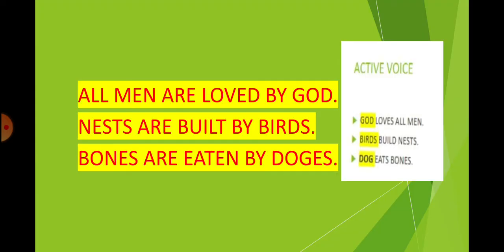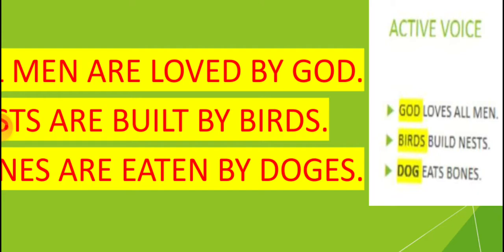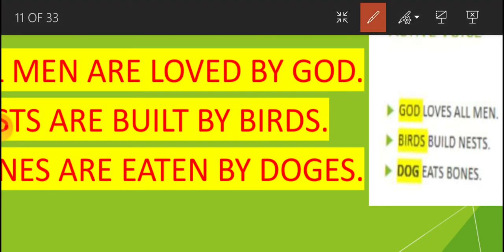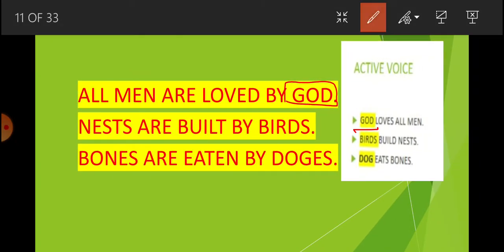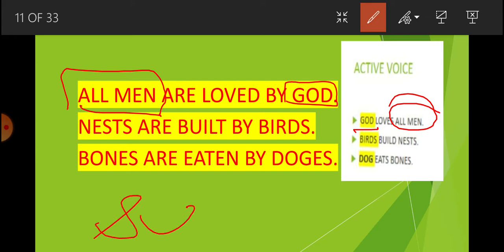Here, God, in active voice, was the subject. But now in passive voice, God is the object. It has come back. Next, we have all men. Here all men is the subject and this is the object. So this is the difference, in which the subject becomes the object and the object becomes the subject.